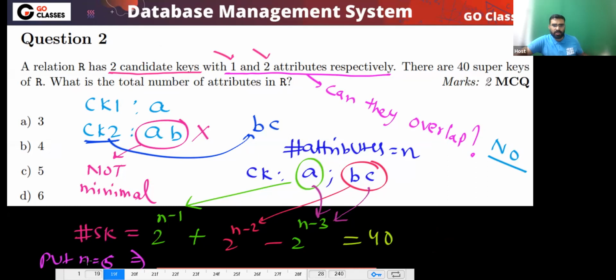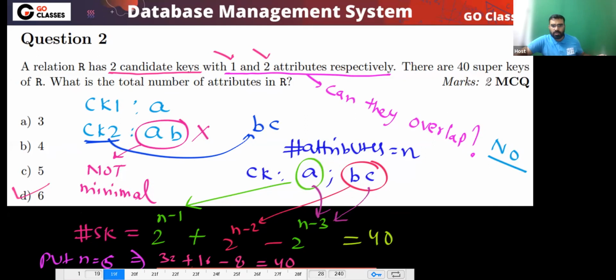Anyway, here you can notice, if you put n equal to 6, then what will you get? You will get 32 plus 16, and minus, if you put n equal to 3, that will be 8. So here you can notice that is 40. Okay, so the answer will be 6. Is this clear?